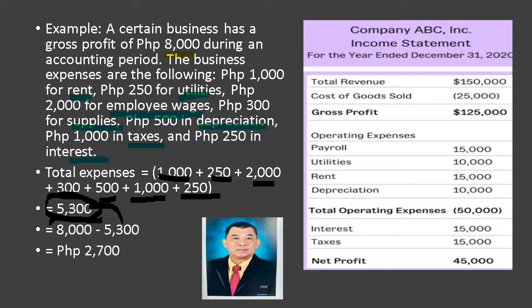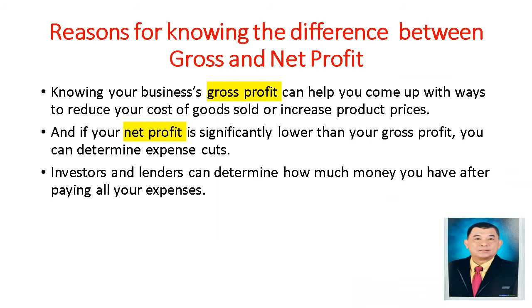that expenses from the gross profit. So the net profit of this example is 2,700. So it is very easy. You just have to add all of your expenses, your operating expense, your fixed expense, and then deduct it from the gross profit margin. Okay, so what are the reasons for identifying the difference between gross and net profit?